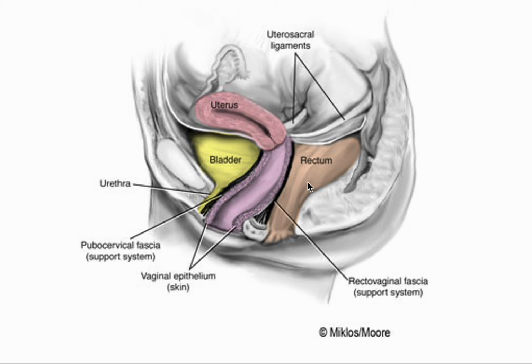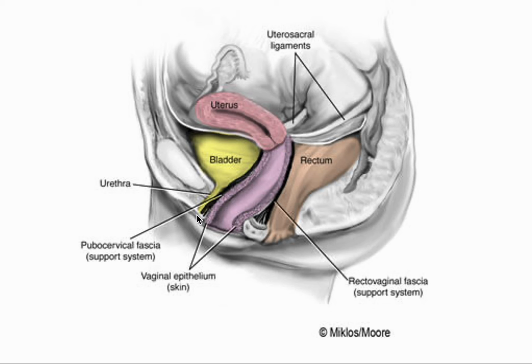And this part of the vagina we call the anterior vaginal wall. You see this purple thing, this is the vaginal epithelium. And in the back side we have the posterior vaginal wall, the posterior vaginal epithelium. And on the front side, between the bladder and the anterior vaginal wall, we have a strong fascial support.